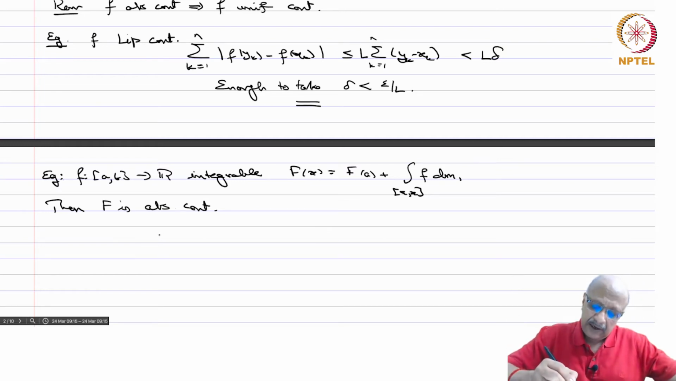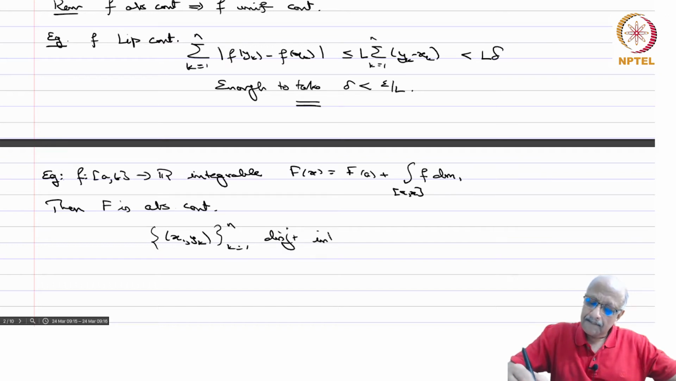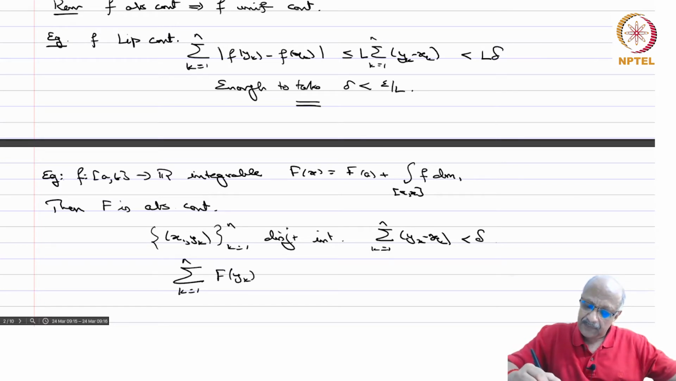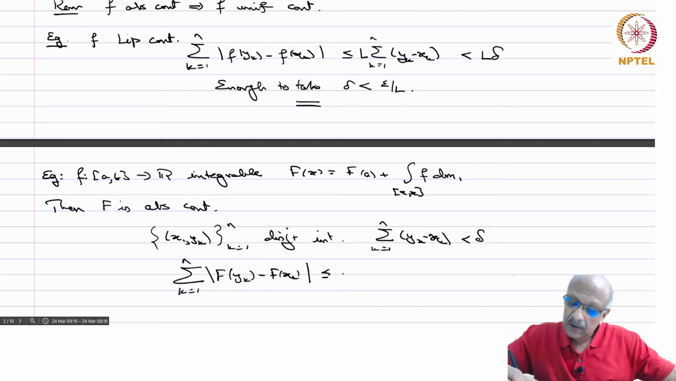So if you have intervals (xk, yk), k equals 1 to n, disjoint intervals, and sigma (yk minus xk) is less than delta, k equals 1 to n. Okay, so now sigma k equals 1 to n, mod F of yk minus F of xk is less than or equal to the integral over the union of (xk, yk), k equals 1 to n, of mod f dm1.